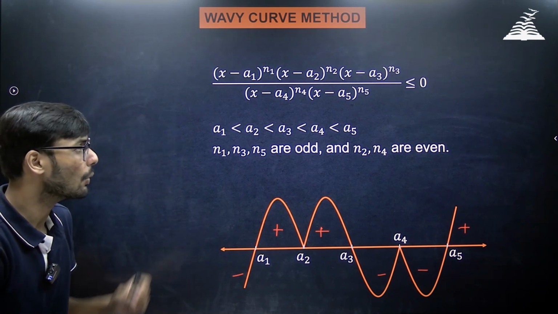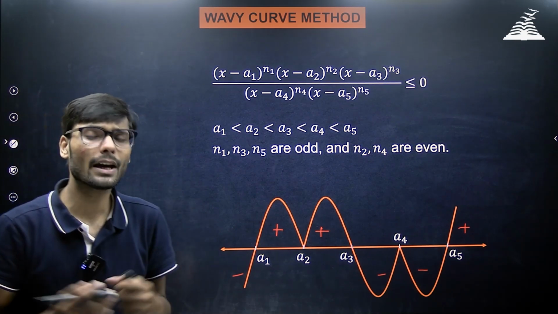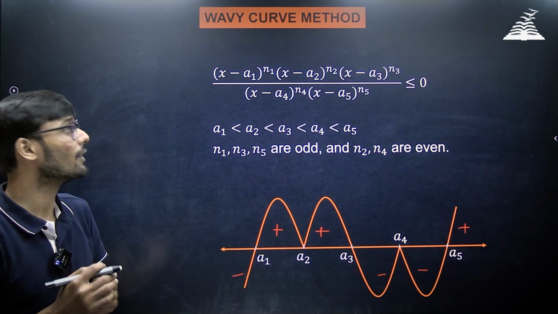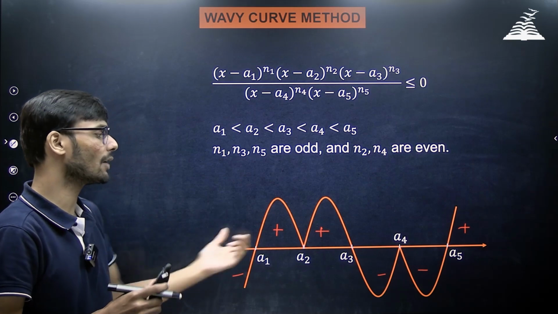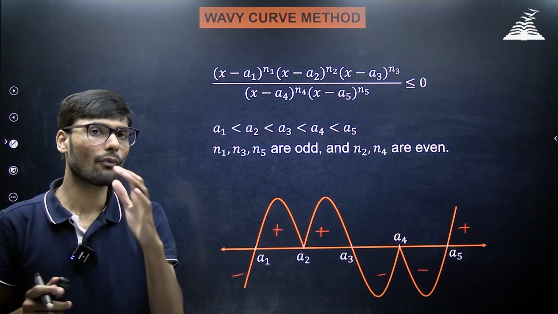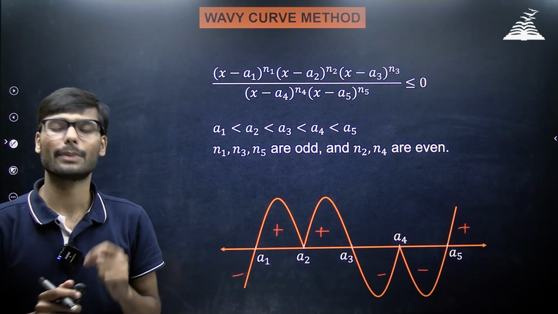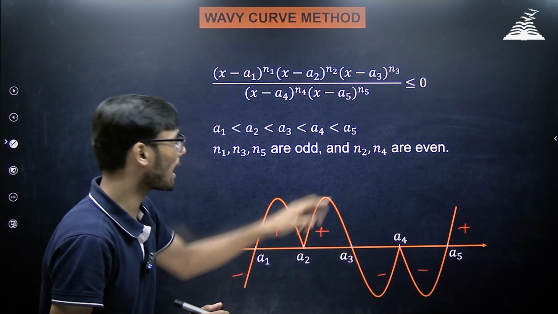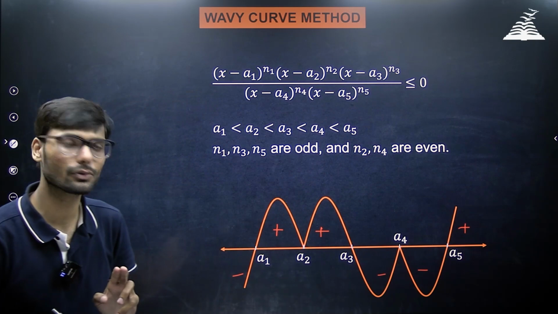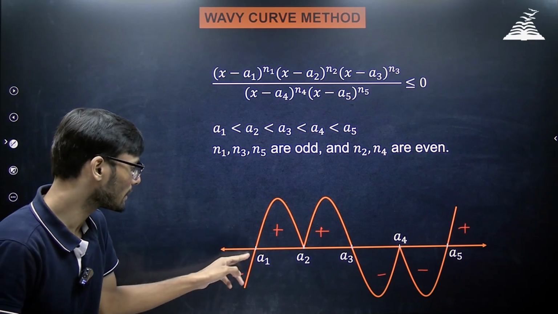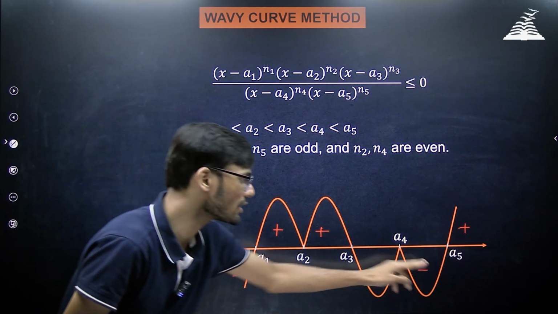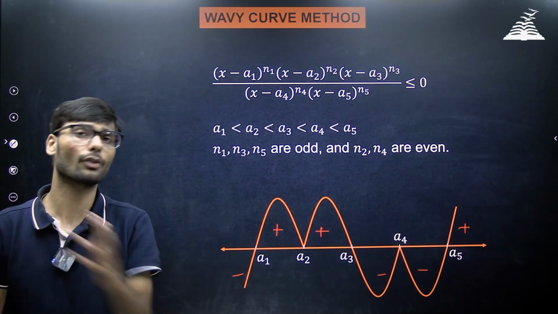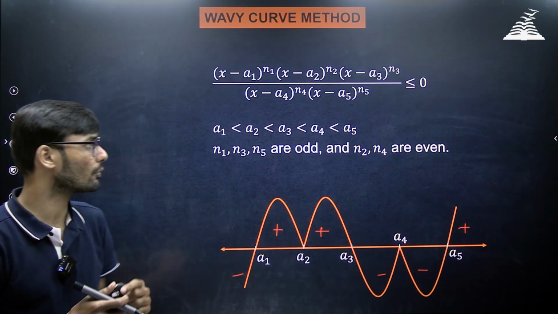Now we are not done yet. Our job is still left. What is left? We need to look at each individual point and figure out whether that point will be included in our answer or not. We know our answer, we want it to be less than or equal to 0. So the negative regions will be included. But what about the individual points A1, A2, A3, A4 and A5? We need to consider those also, right?